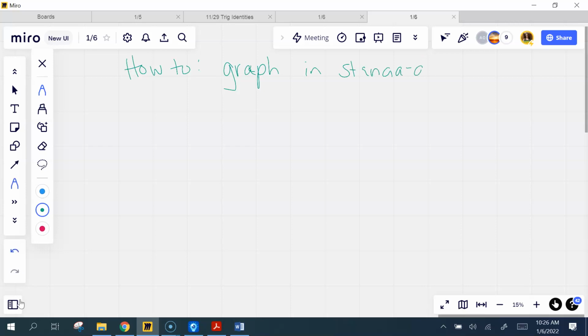To graph in standard form. Oh, my computer's lagging and I'm writing the letters only twice. So we'll do steps on this side, and we'll run an example over here.